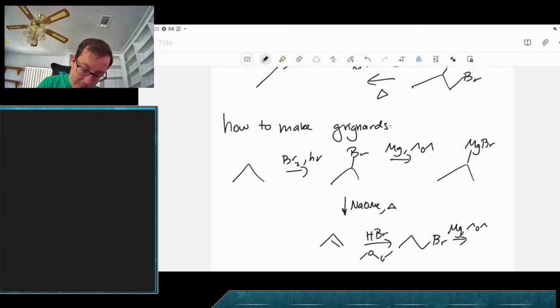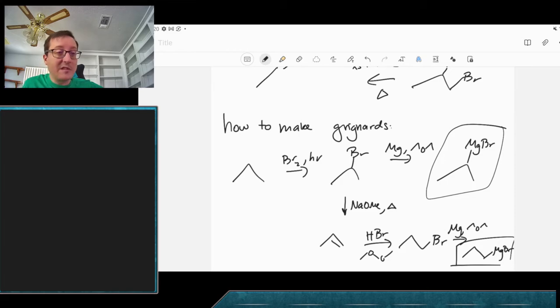And you will end up now with your Grignard reagent on that primary position. So it depends which one you want. You may need to eliminate, you may not. So these are 2 different ones. If you're adding an isopropyl group versus a regular propyl group, you'll have to choose your Grignard reagent appropriately.